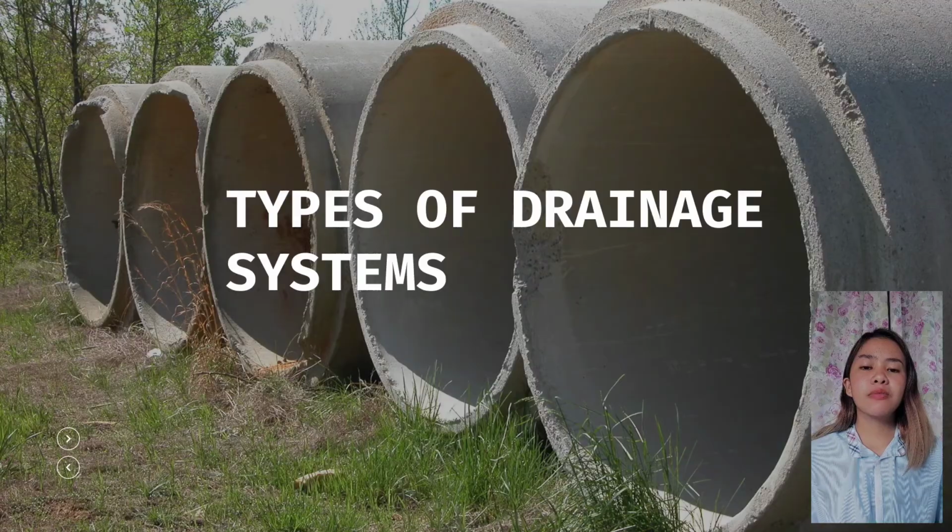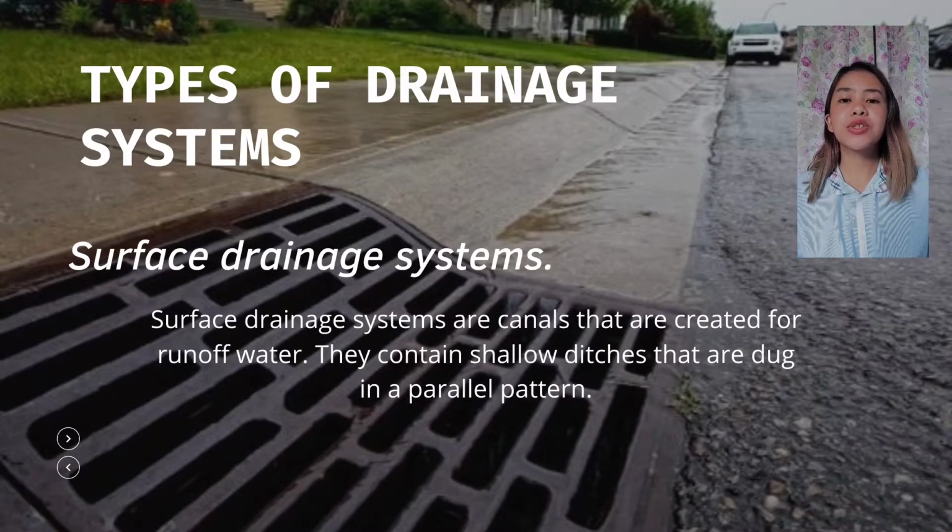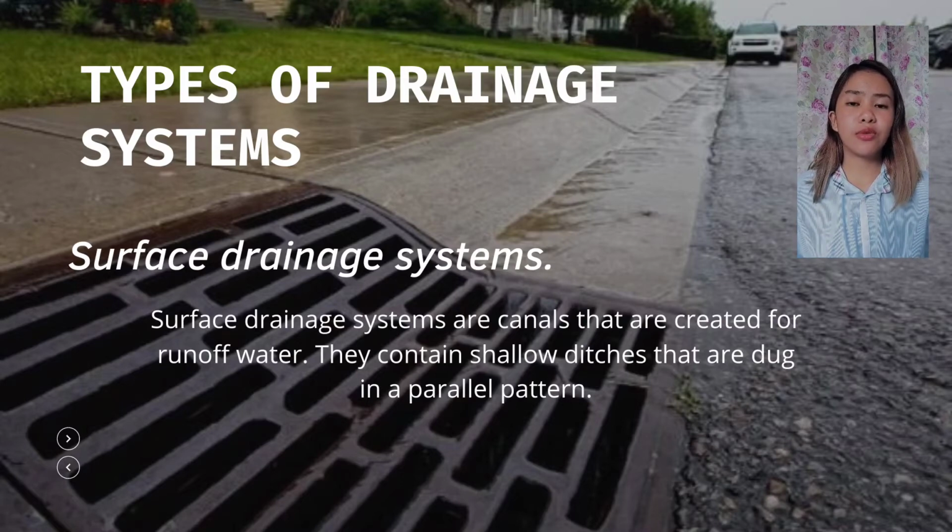There are many kinds of drainage systems. The first type is the surface drainage system. Surface drainage systems are canals that are created for runoff water. They contain shallow ditches that are dug in a parallel pattern. Knowing the different types of surface drainage systems, their purpose, and how to choose will allow you to decide on the best route for a given property.